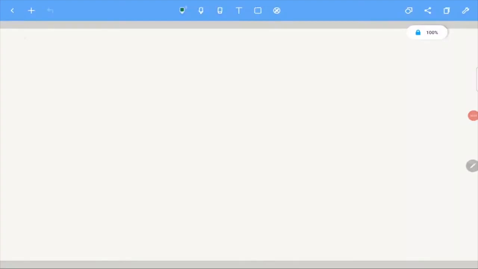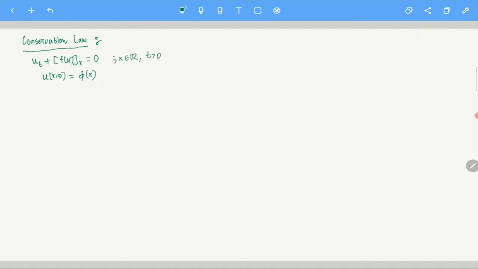Welcome students, in this class we are going to talk about conservation law. Now what is conservation law and why is it so important? Essentially, mathematically speaking, it's a first order equation. The equation will look like this: u_t plus f(u)_x equals 0, and u at the point (x, 0) is, let's say, phi of x. Here x is in R and t is greater than 0. So this is the problem which we want to study.